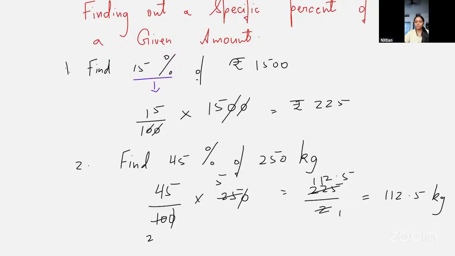Understood? Any doubt in this topic? How to find out a specific percent of a given amount? Yes, Ambaja. How did you cross out 10 and 25 and get 2? Okay, I did it with the table of 5. 5 2s are 10 and 5 5s are 25. So 25 is 5 times 5, so I've written 5, and 10 is 5 times 2, so I've written 2. With the table of 5, I have cancelled. Understood? Okay, ma'am.